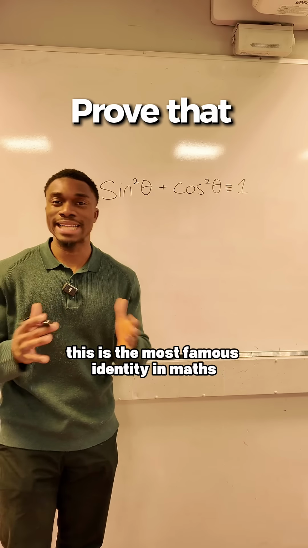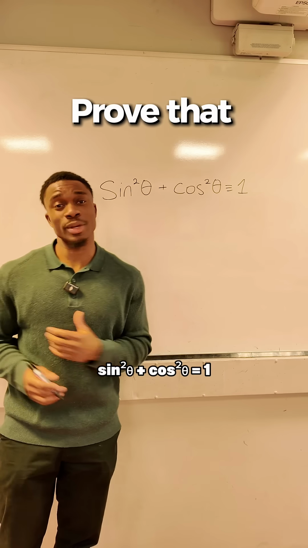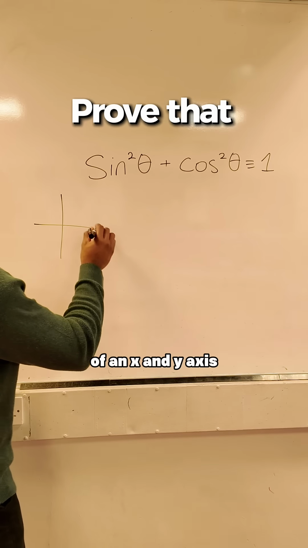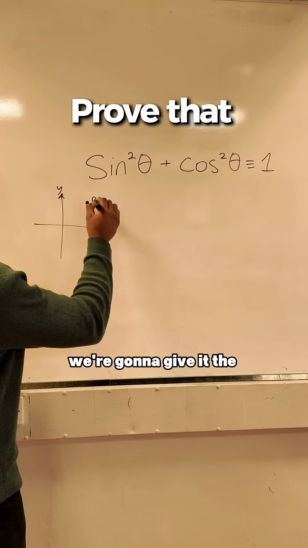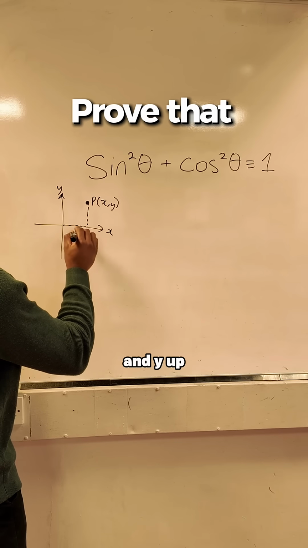This is the most famous identity in maths, but how do we prove it? Sine squared theta plus cos squared theta is equal to 1. Well, let's start with a diagram of an x and y axis, and we're going to pick a point P. We're going to give it the coordinates x and y, which means you go x along and y up.